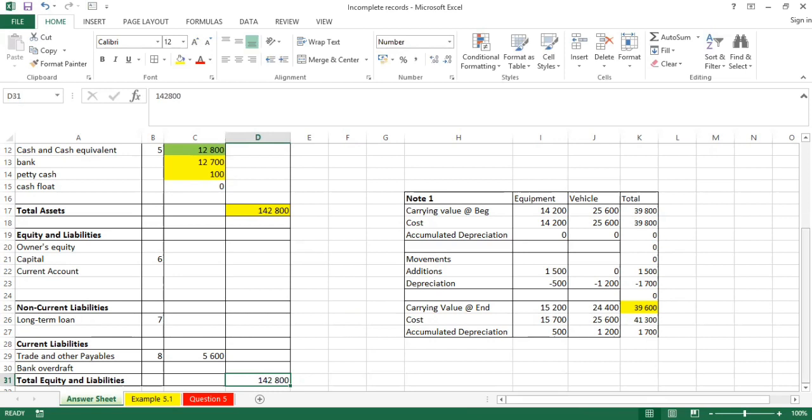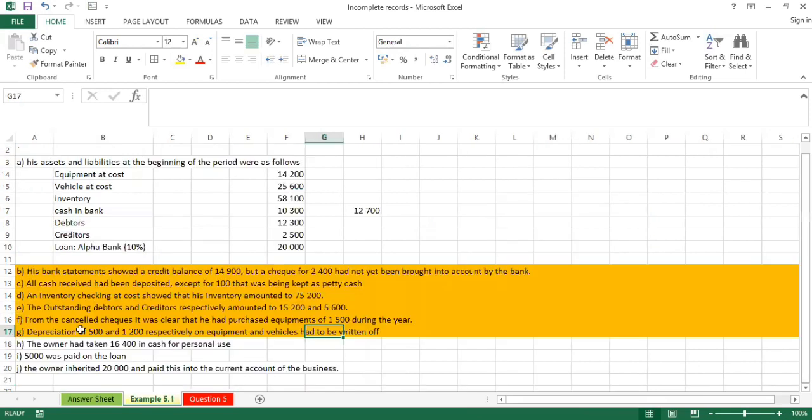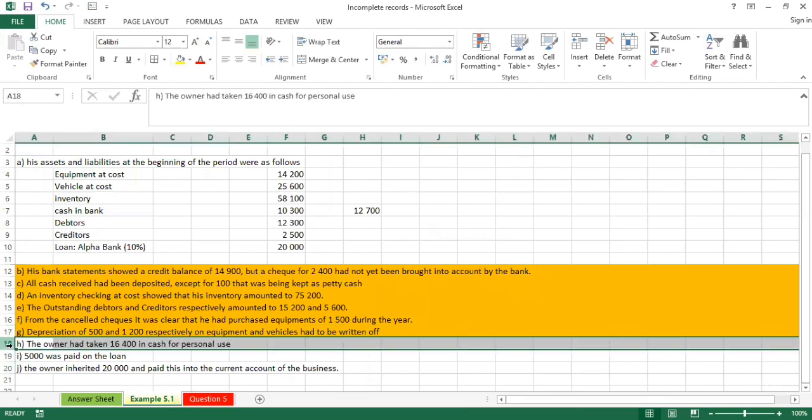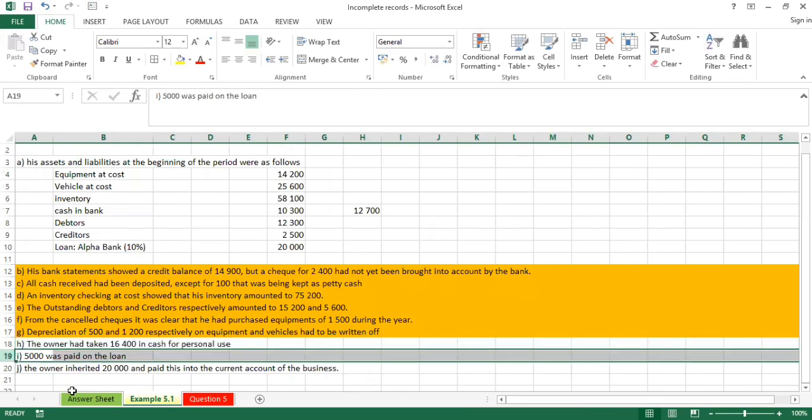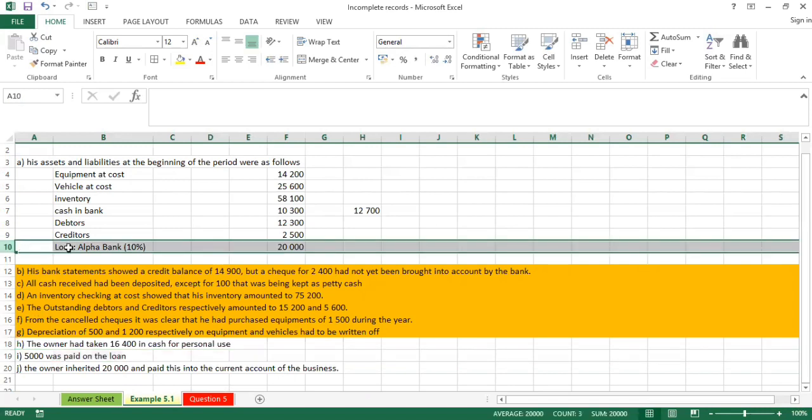Yes. Okay, so now we come into our equity and liabilities. So we go back to the question, and then we check what we still have. We have H, which is the owner had taken 16,400 in cash for personal use, which is our drawings. And then I, they're telling us that 5,000 was paid on the loan. Okay, so this is the thing about a loan. As you can check there, they said we took a loan from Alpha Bank, 10% interest.